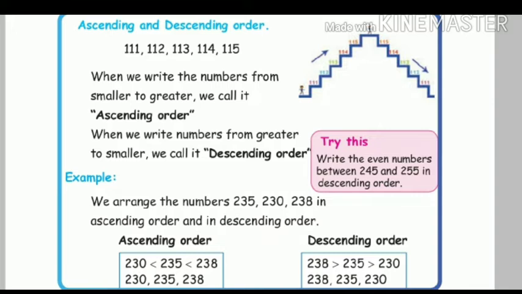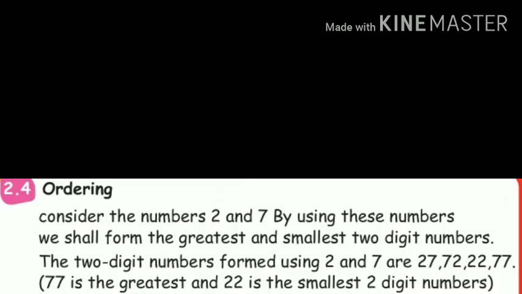Now we are going to see descending order. Which is the higher number? Yes, 238. Next 235. Next 230. This is called descending order. The simple rule: greater to smaller is descending order, and smaller to greater number is ascending order. Next one we are going to see is ordering.